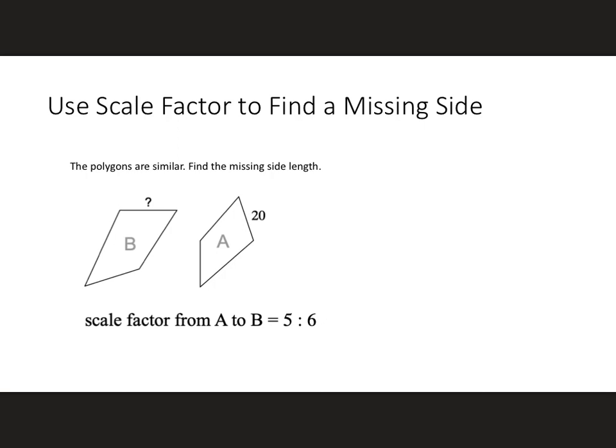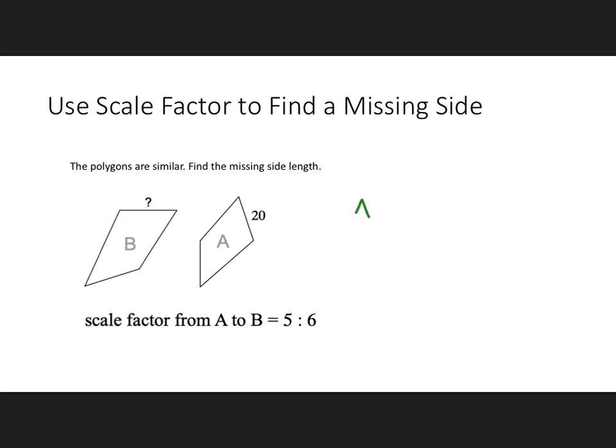Here we have two polygons and we are told they are similar to each other, and we are asked to find a missing side length. But we are not given a lot of information about each of these. The most important thing we are given, however, is the scale factor from A to B is 5:6. And I can use this information in order to find out what the missing question mark side is.